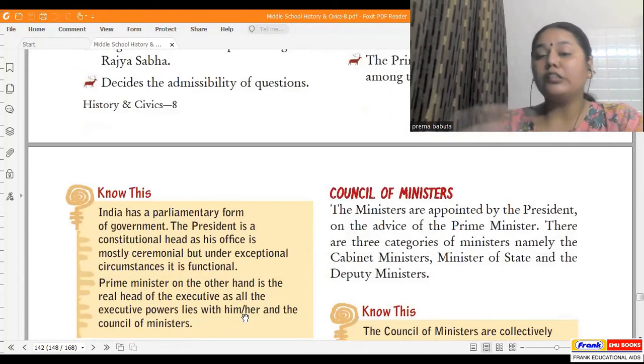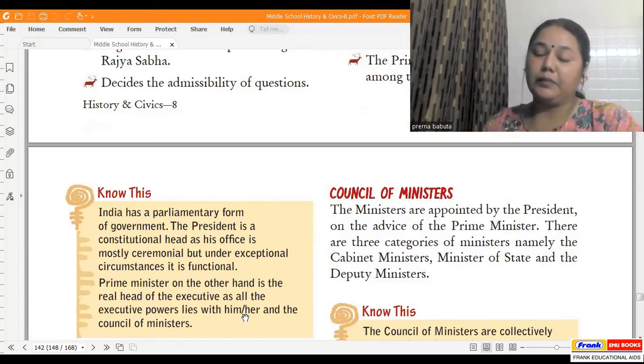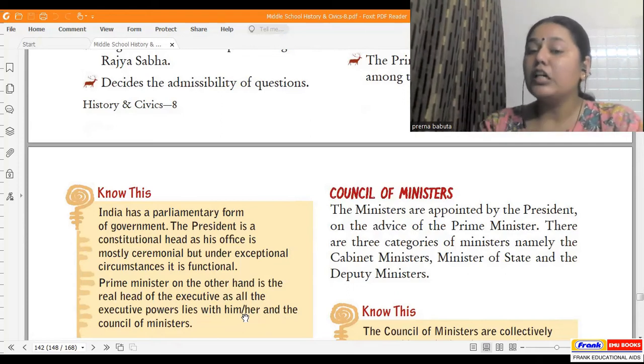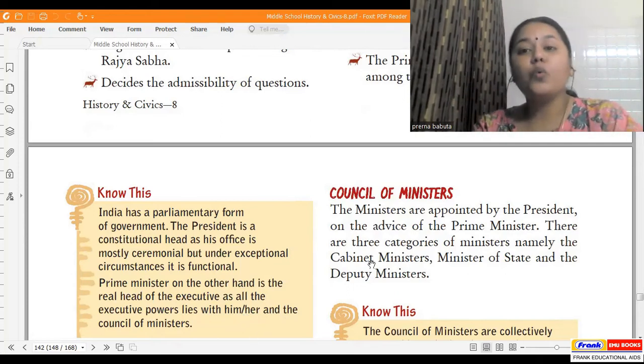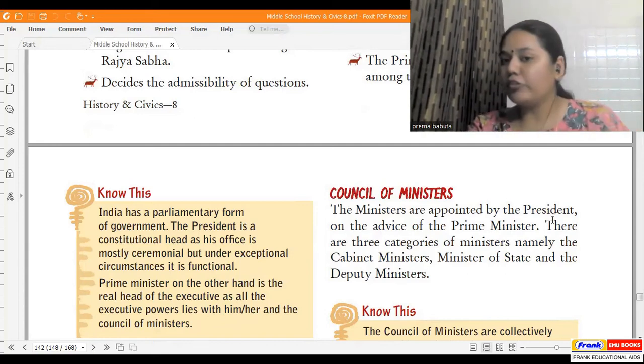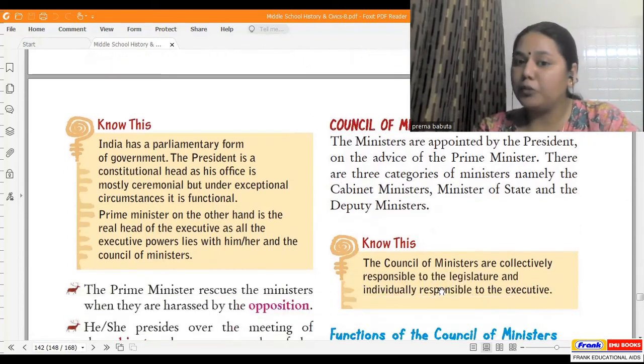Now we talk about the Council of Ministers. We've talked a lot about the Council of Ministers when we were discussing the powers of the Prime Minister. What exactly is this Council of Ministers? These are a set of ministers who are appointed by the president with the advice of the Prime Minister, as we have just read. Now there are three categories of ministers, namely cabinet ministers, ministers of state, and the deputy ministers.